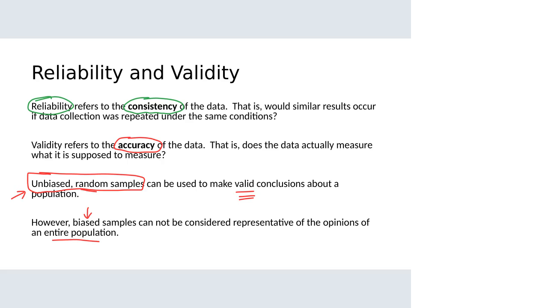Well, I just want to reiterate, reliability is it consistent? Will we get the same results over and over again, or similar results over and over again? And then validity is about how accurate is it? Did I do an unbiased random sample or not? And if it's biased, then my data is not valid. And so I can't really make any conclusions because my data is no good. And here's an example of that.